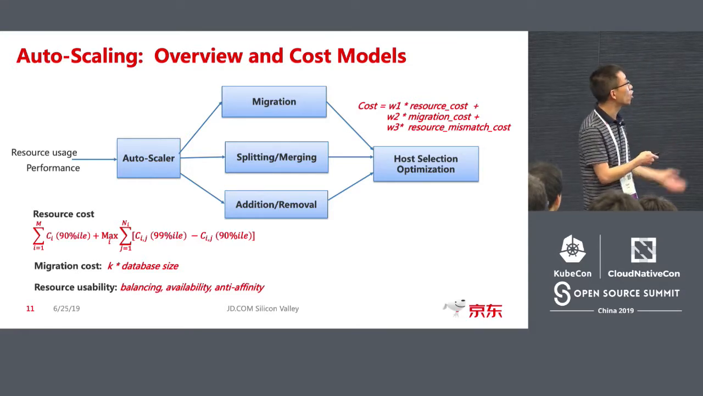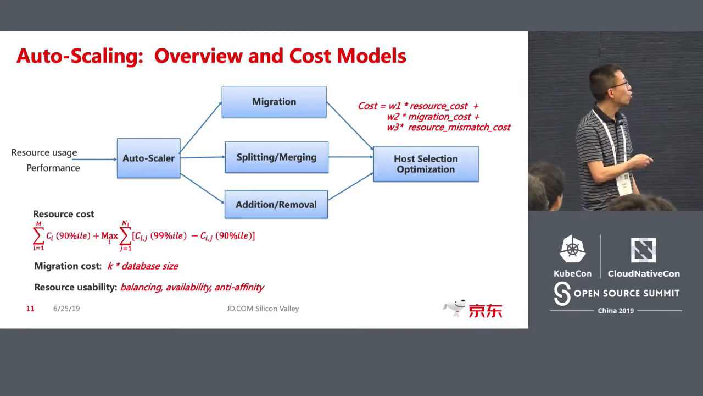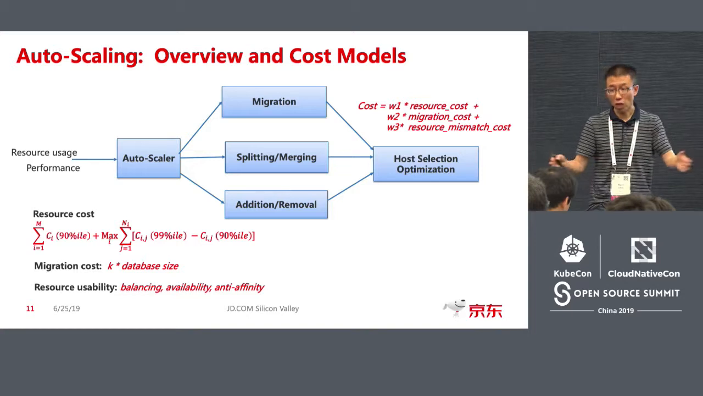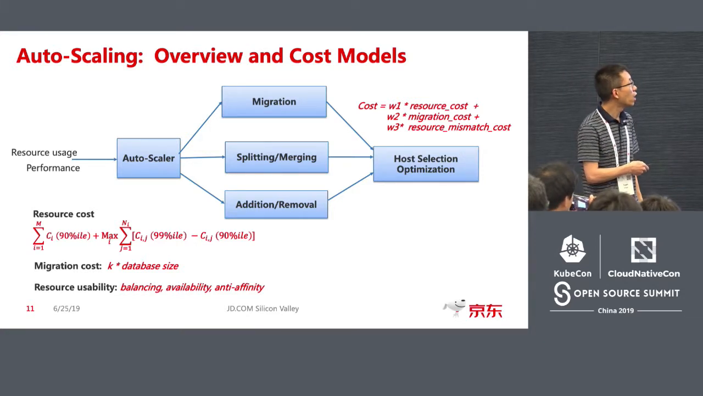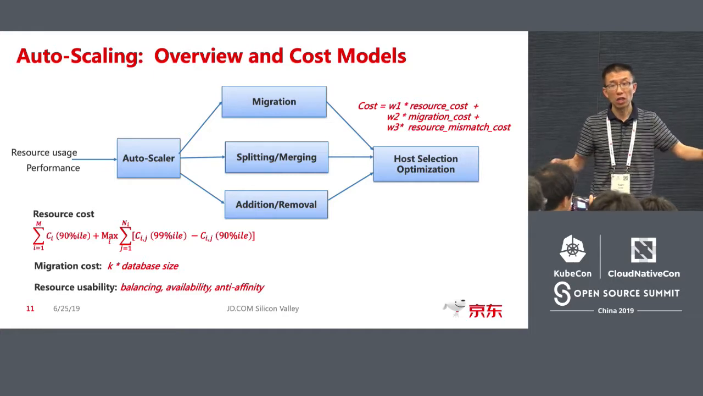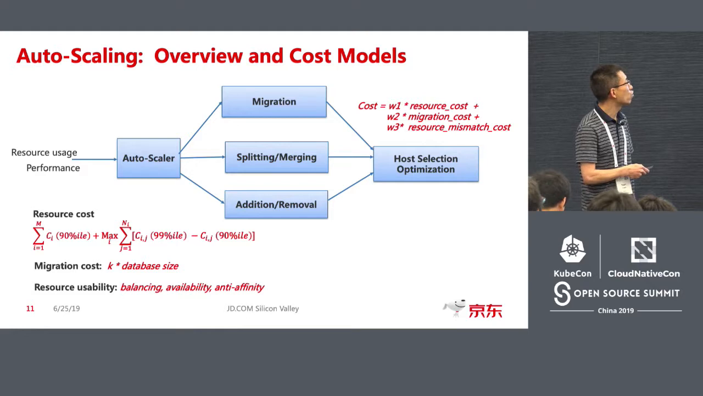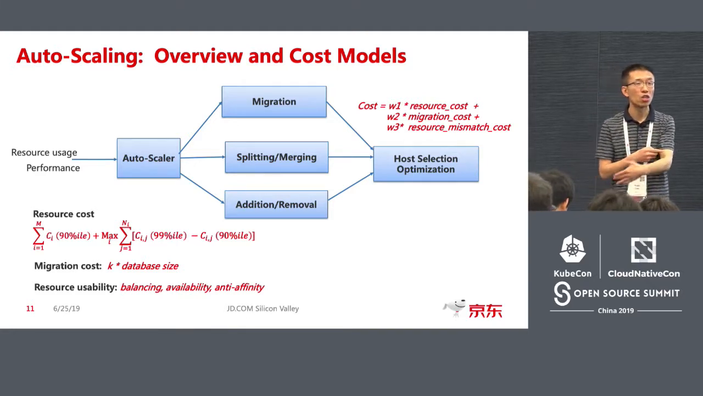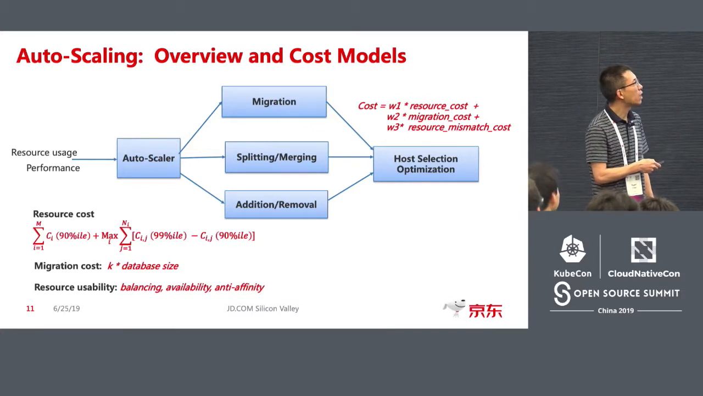So here, mainly, we can do these three things. First is migration, because sometimes when the database is too large, we can split and merge, about the host selection optimization. And another aspect is addition or removal of other containers. So how to do it, or whether to do it, how to migrate, or which to migrate. So mainly, we will take three aspects into consideration.